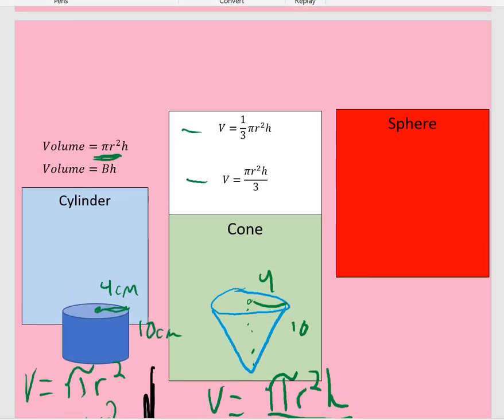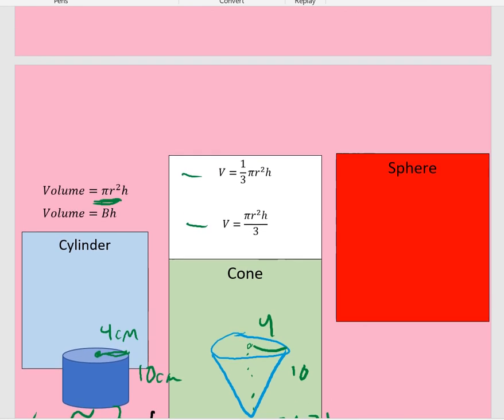Now, the last one we're going to be taking a look at in this video is the sphere. That's cylinder. This one is cone. Sphere. I've told you why a cylinder has the volume that it does. It's the area of the base times the height. The same thing with the cone. It's the area of the base times the height, but it's going to be 1/3 of that.